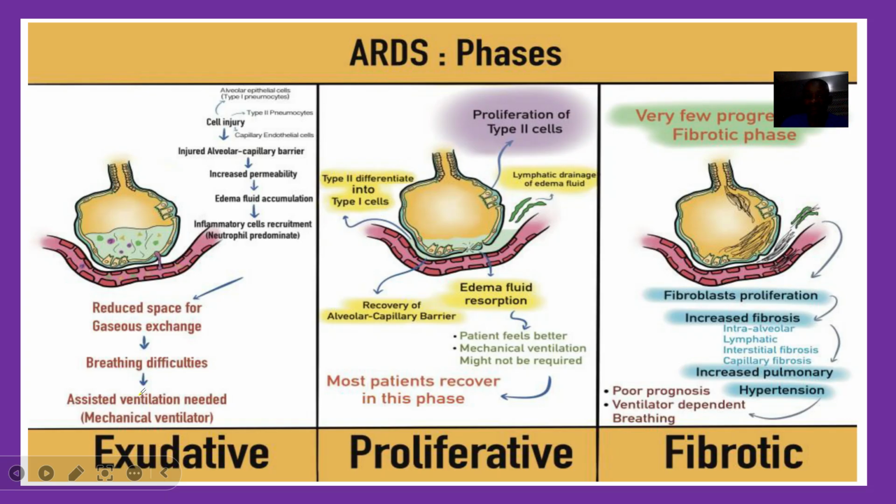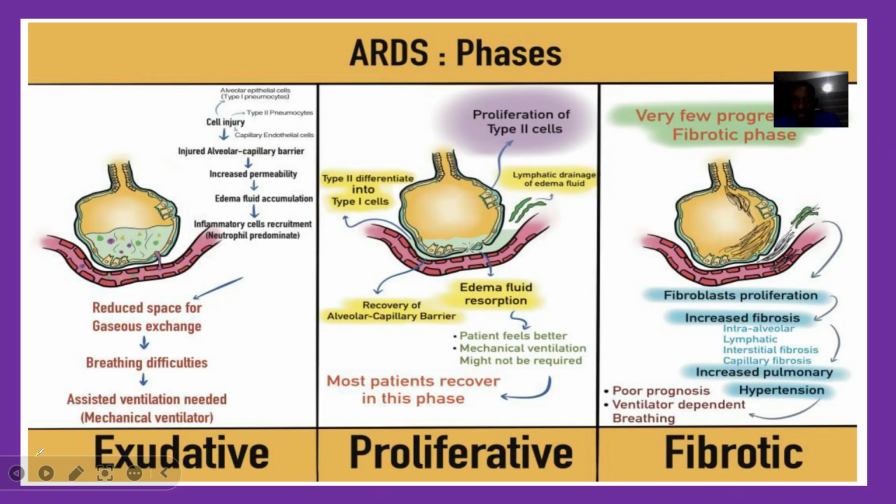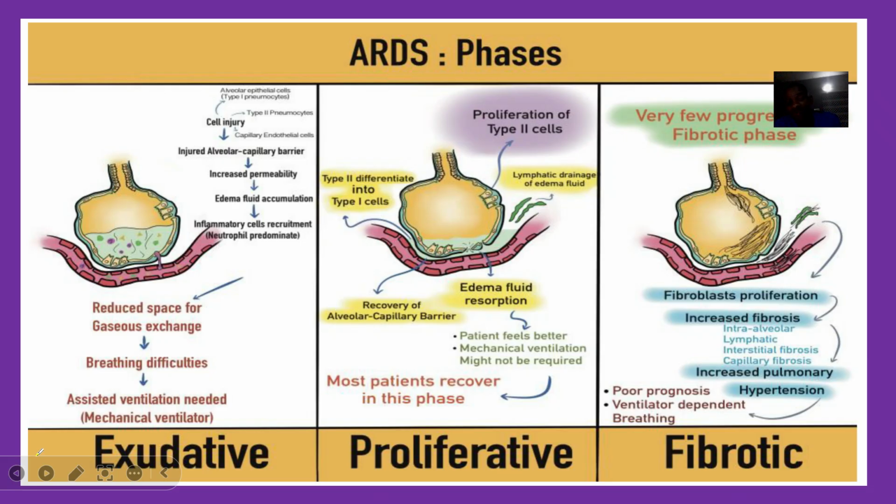So the exudative phase, which is the first one, timing begins 6 to 72 hours after an inciting event. So pathophysiology, there's increased permeability of the alveolar capillary barrier. So fluids usually leak into the alveoli, okay, causing pulmonary edema. There's impaired gas exchange and reduced lung compliance.